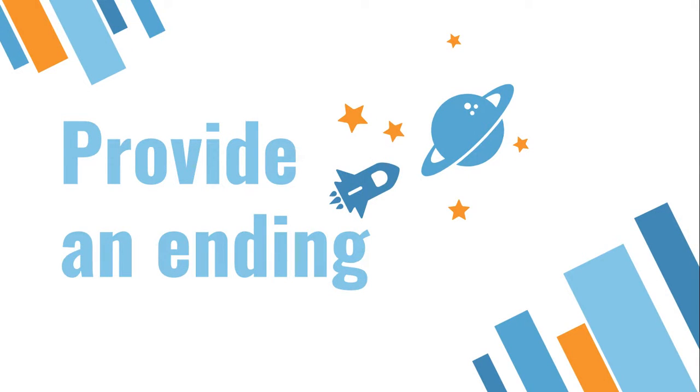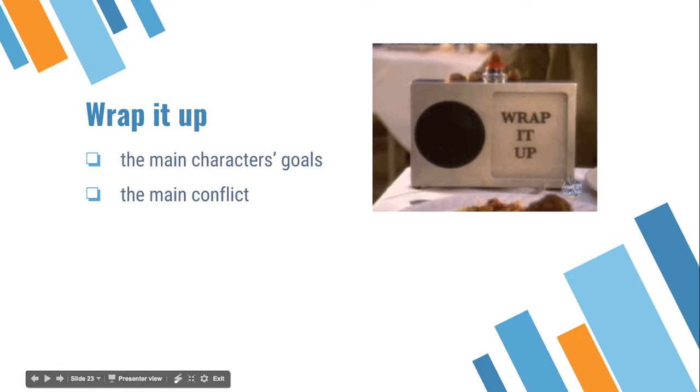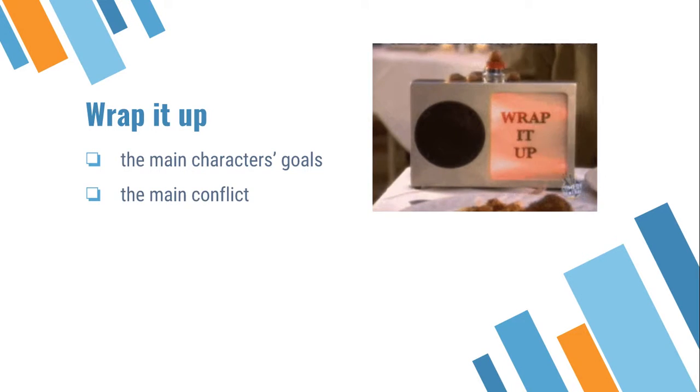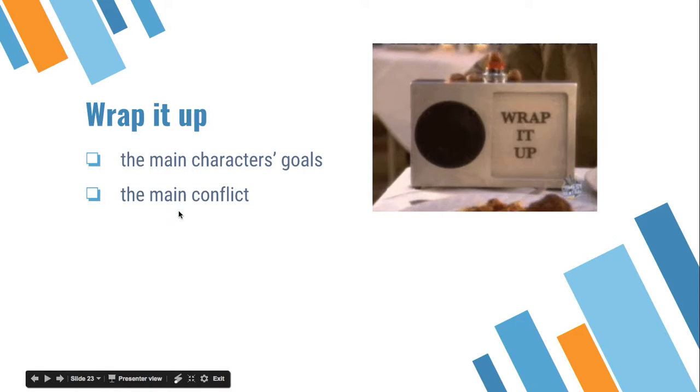After we've set up our story and given all the action, somebody wanted, but, so, the last thing is then, right? So then we have to provide an ending. We don't want to leave our reader just hanging. We have to wrap it up. There are a couple things that we need to wrap up. First, we're going to check in on the main character's goals and wrap those up. And then we're also going to wrap up the main conflict.